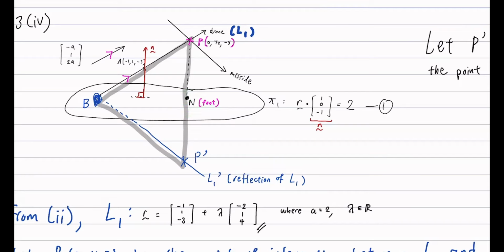Then part 4 is denoting the line L. Let's read the question. Part 4 is saying denoting the line that contains the drone's path as L1. This guy is L1. And L1 prime being the reflection of L1 here. Right? Clear so far? Yeah. What did they say about this? They said that you want to find a vector equation of L1 prime.